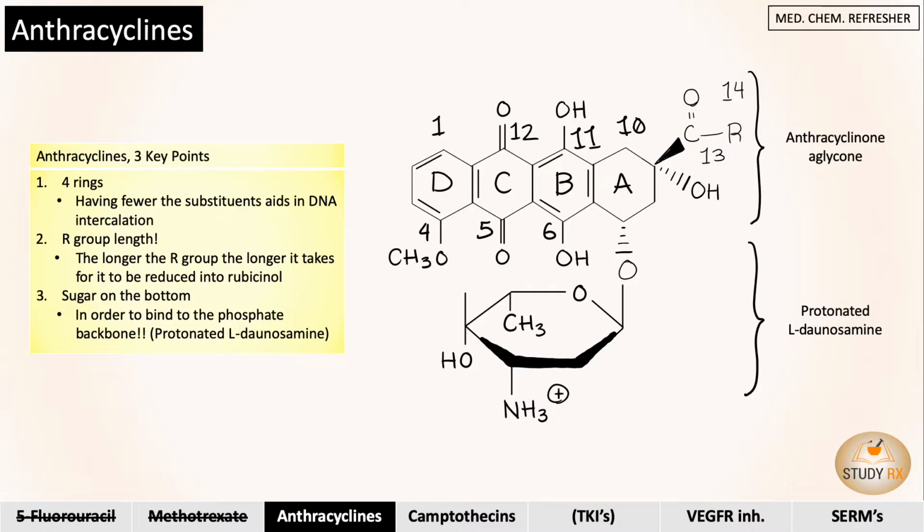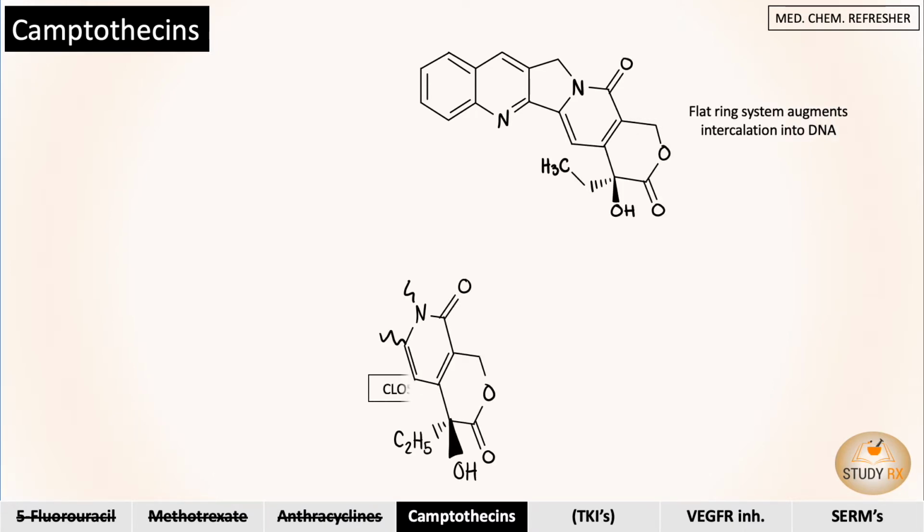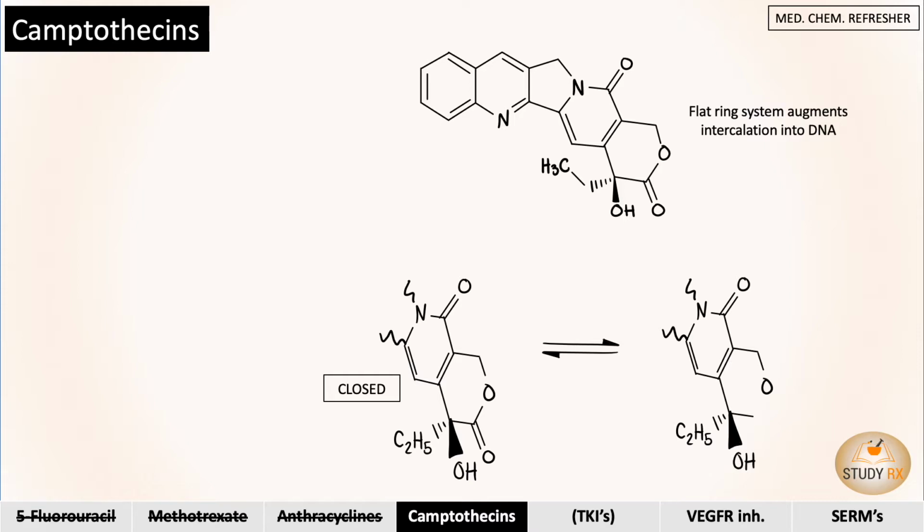This is basically so that it can bind to the phosphate backbone of the DNA. The next group we're going to cover is camptothecins, and they have a particular structure in them which makes them unique.